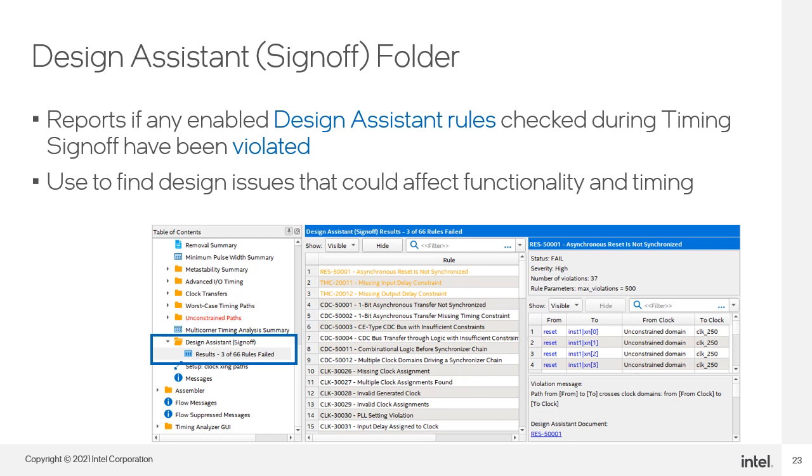Avoiding design rule violations improves the reliability, timing performance, and logic utilization of your design. When enabled, Design Assistant automatically reports any violations against a standard set of Intel FPGA recommended design guidelines. You can run Design Assistant automatically during compilation and report violations detected throughout the compilation process.